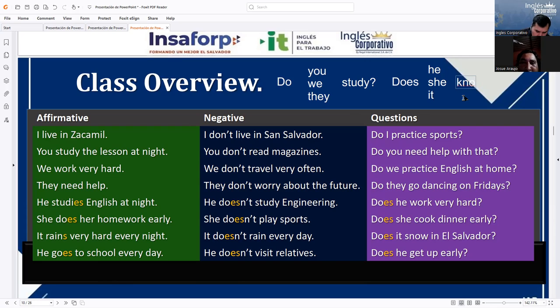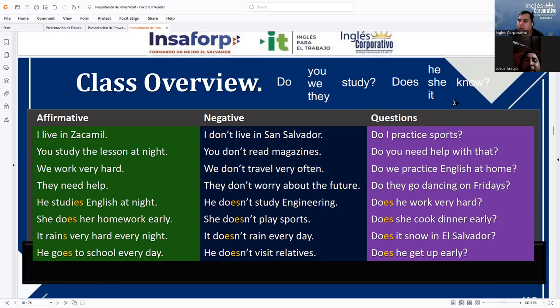Let's use "know." Okay. And so we say, does he know? Él sabe. Does he know, does she know, does it know. So we use does with he, she, it, we use do with I, you, we, and they, right? So that's okay.